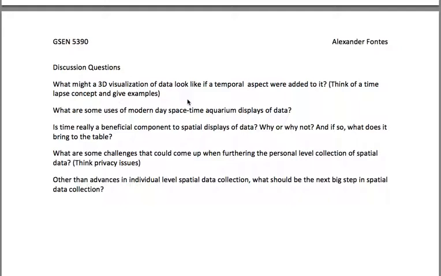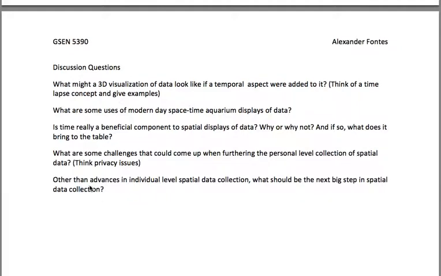Fourth one being, what are some challenges that could come up when furthering the personal level collection of spatial data? I was thinking specifically of privacy issues. One of the articles talks about these personal spatial data journals, or location journals, I don't know exactly what term was used, but they talk about data becoming very personalized and almost too accurate, to where it becomes uncomfortably encroaching on someone's privacy.